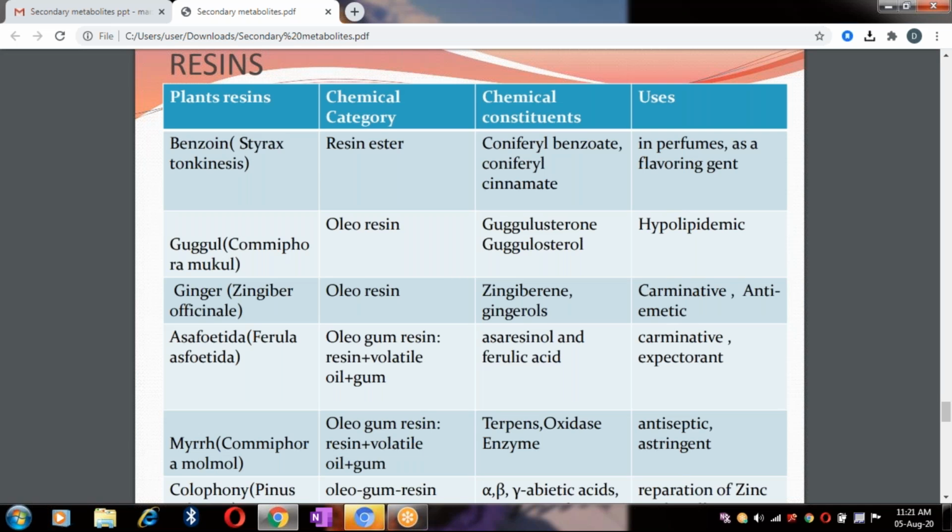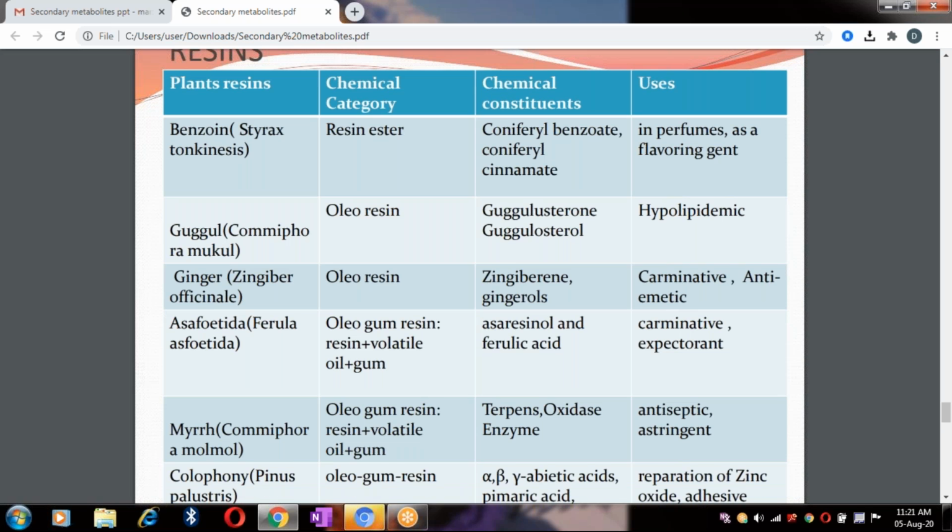Next is myrrh, that is Commiphora molmol. This also has oleogum resin and certain oxides and enzymes. It is used as antiseptic and astringent. Next is colophony, which is got from Pinus palustris. It has alpha, beta, and gamma abietic acids. So this is also used for preparing ointments, adhesives, etc.